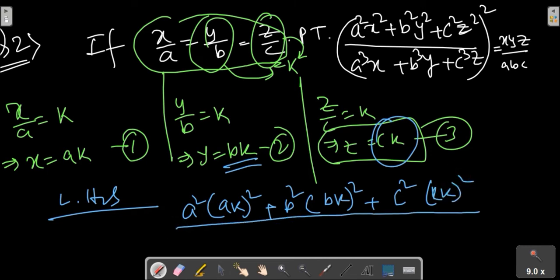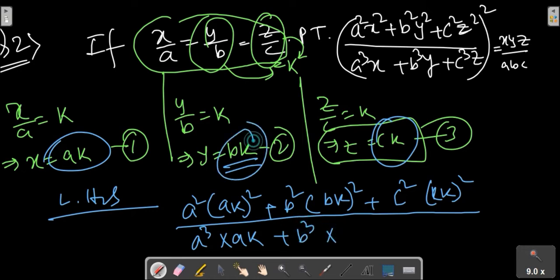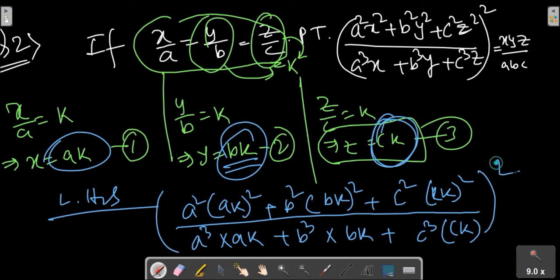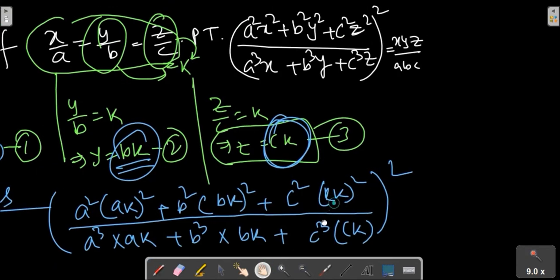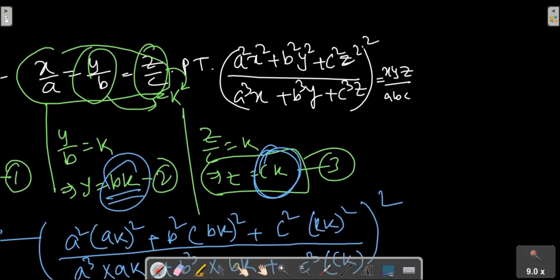Then the whole is divided by a cube x, so a cube will be a cube only, and x means ak here, and then b cube y means here bk, then plus c cube z, so c cube will remain unchanged, and in the place of z I'll put ck. Then whole square was there. Now let's see. Sorry, it was not whole square, actually in the proof I've just copied something wrong. It was actually on cube, okay.